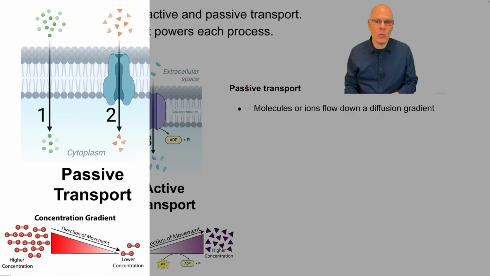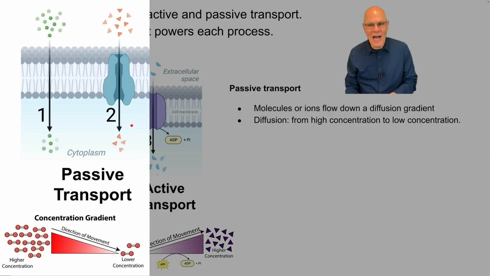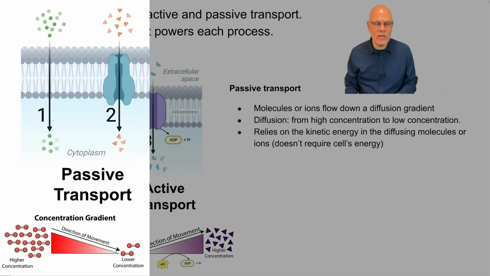Passive transport is what we just discussed. It's when molecules or ions flow down a diffusion gradient. Here, more concentrated to less concentrated. And that's what it's all about. It's diffusion from high concentration to low concentration. It relies on the kinetic energy of the diffusing molecules or ions. It doesn't require cell energy. As you can see here, molecules are flowing down their concentration gradient.